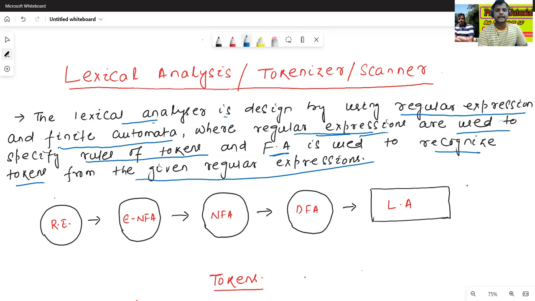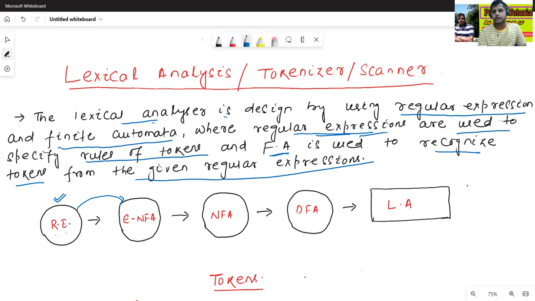Initially, this is called RE, meaning regular expression. The regular expression will convert to epsilon NFA. We have already discussed epsilon NFA, NFA, and DFA in the theory of computation classes, so I will not discuss in detail how to construct the epsilon NFA, meaning epsilon non-deterministic finite automata, or the DFA, meaning deterministic finite automata. Please watch all those videos.